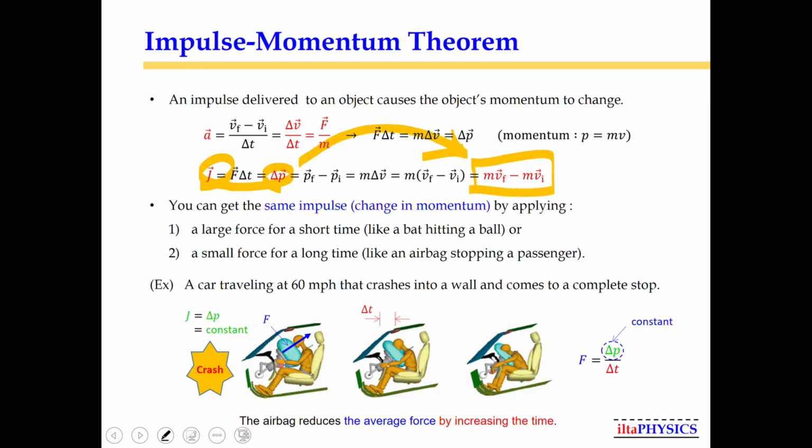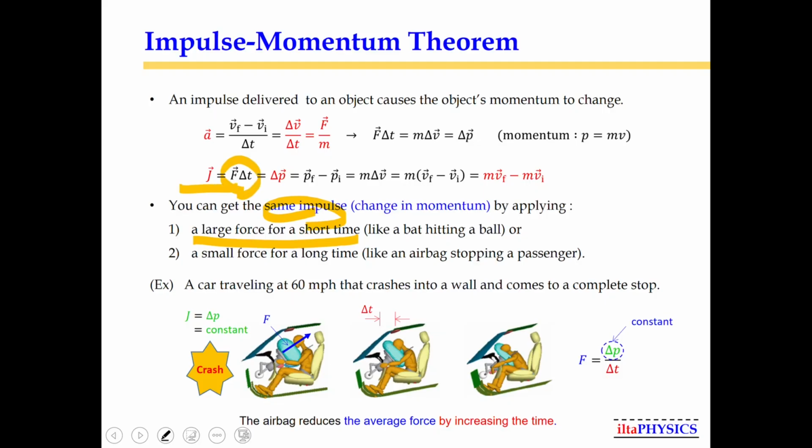In the case of a constant impulse, you can either have a large force acting over a very short time, like hitting a ball with a bat, or you can increase the collision time to create a smaller force, like an airbag does. Let's look at the physics of an airbag in more detail.